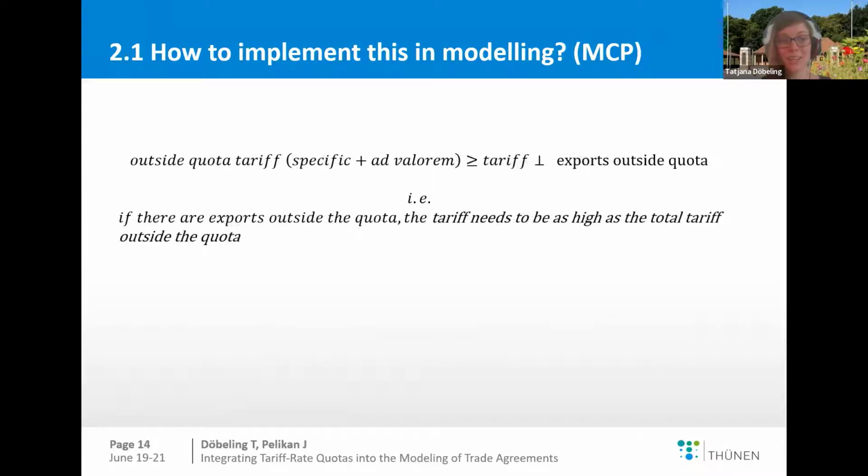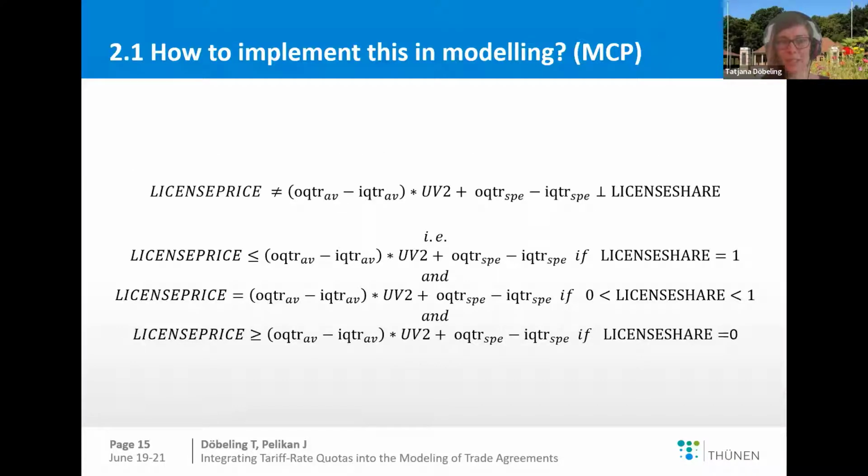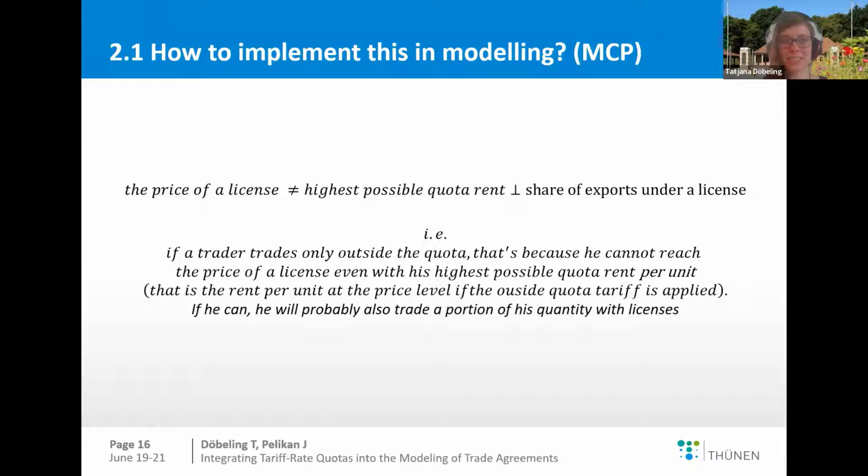The first kind of equation asks if there are exports outside the quota, and if they are, then the tariff needs to be as high as the outside quota tariff rate, which is composed of the specific and the ad valorem component. The next kind of equation basically just says that if a trader trades only outside the quota, that's probably because he cannot afford a license. So the premium that he reaches is lower than the license price in equilibrium. And if his premium is at or higher than this license price, then he can probably also trade a proportion of his quantity with licenses.